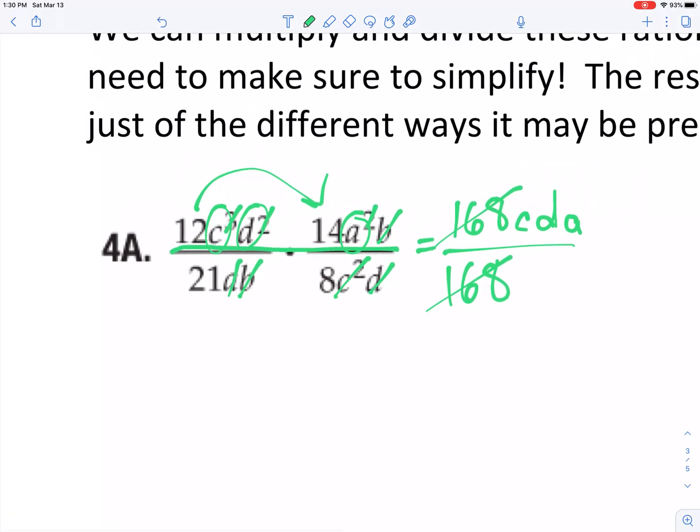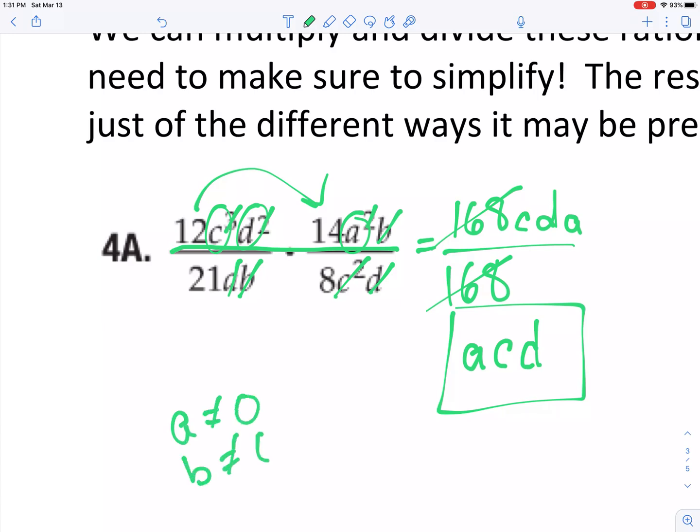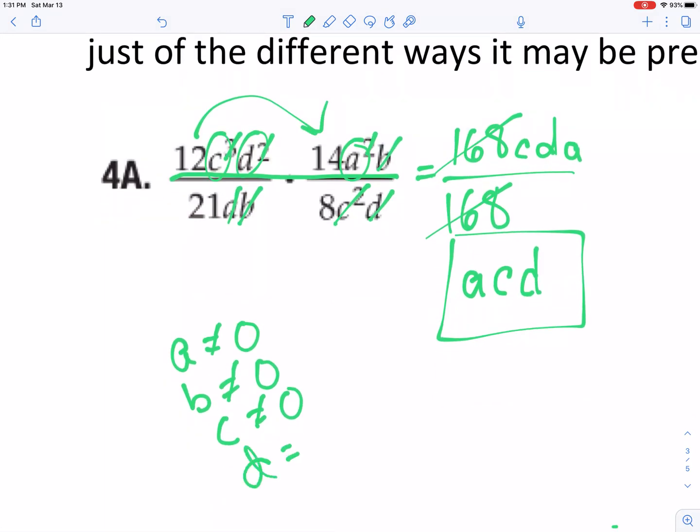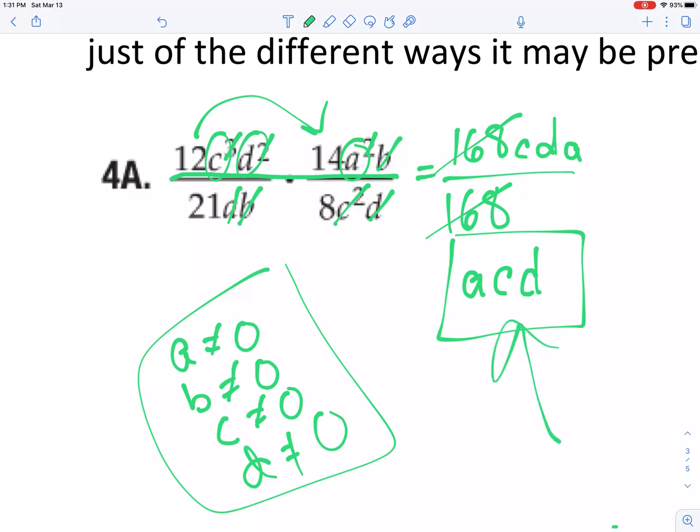Now when I write my final answer, I do want to write it in standard form, which would be alphabetically. So A, C, D. Now I'm just 1 C away from a rock band. That is my answer. But I do still need to go back and identify what won't work. A cannot equal 0. B cannot equal 0. C cannot equal 0. And D cannot equal 0. I didn't have to actually write equations out because there was no addition or subtraction. Okay, but as long as you have this, that's the most important part for today. Okay, your little 3/4 of a rock band.